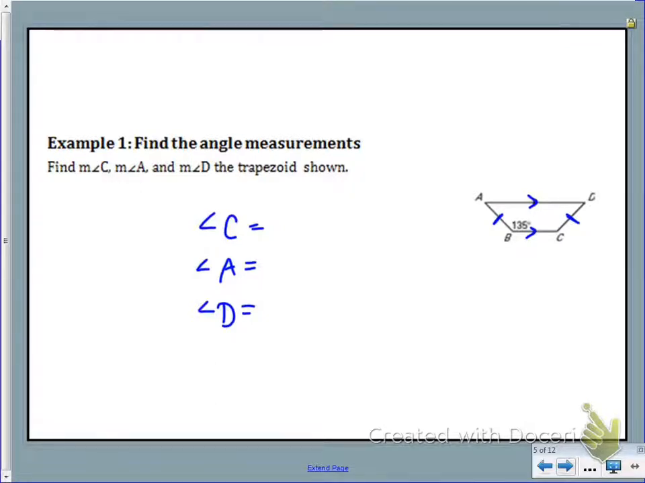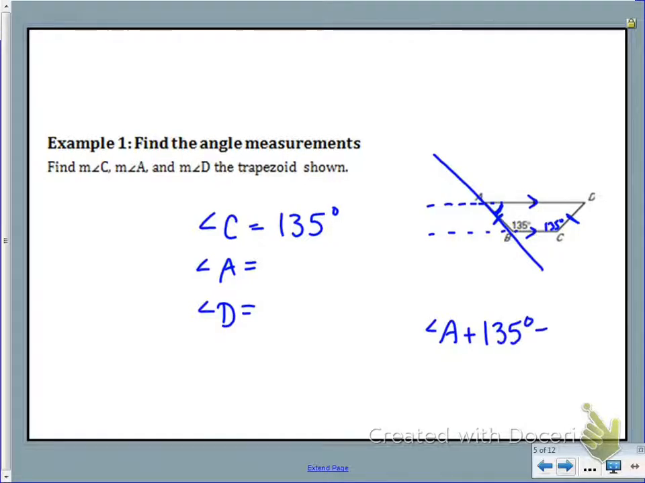So if angle B is 135 degrees, its other base angle matching with it at the other end of that parallel line will also be 135 degrees. So we know angle C is 135 degrees. Now, if we look at this pair of parallel sides, and AB is a transversal, if those lines are parallel, then this angle and angle B are supplements. So angle A will add with 135 degrees to make 180.